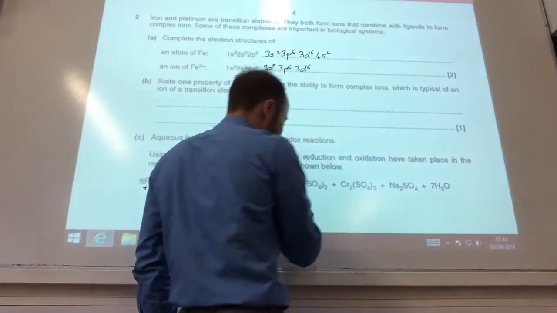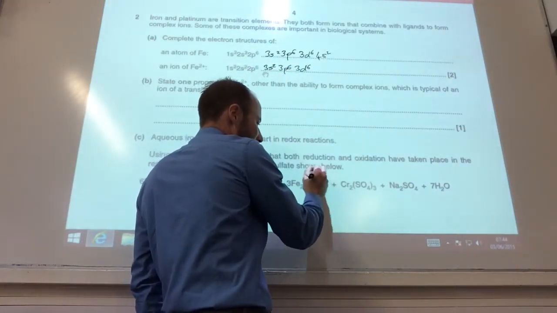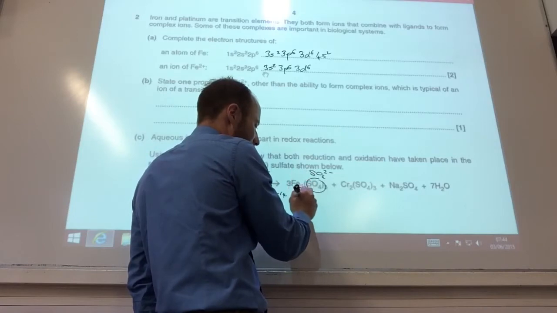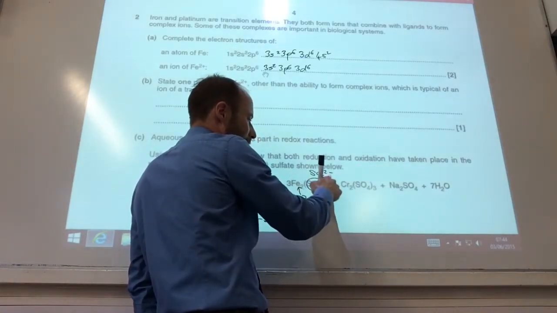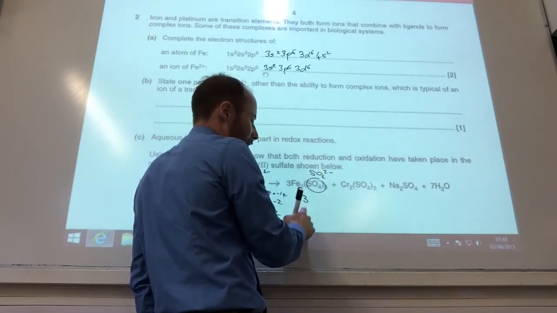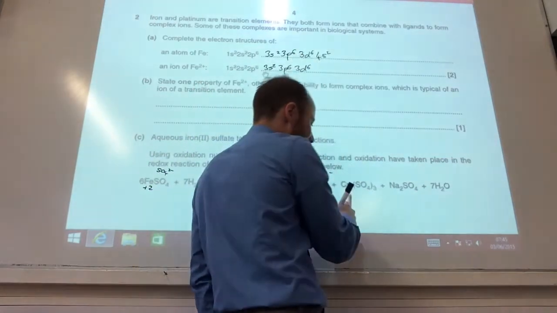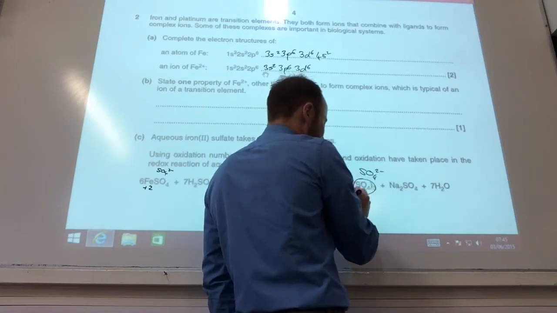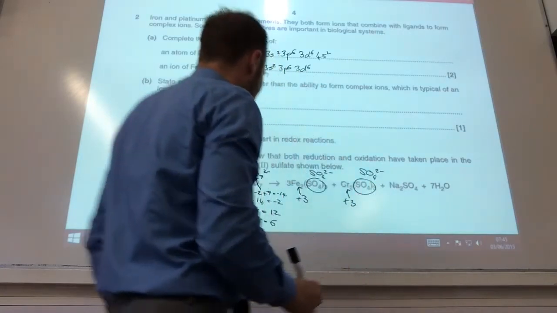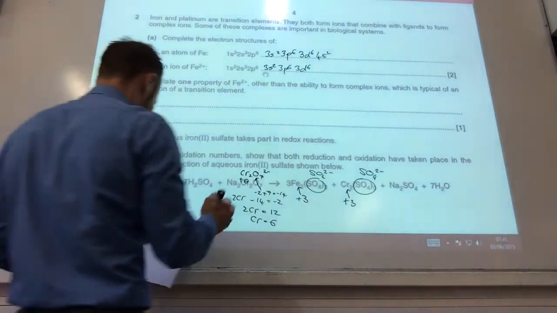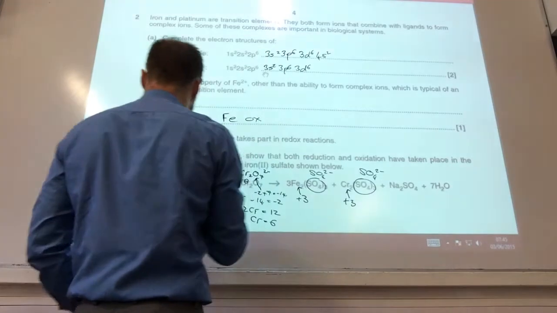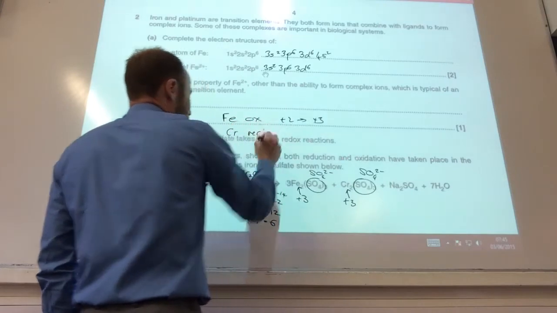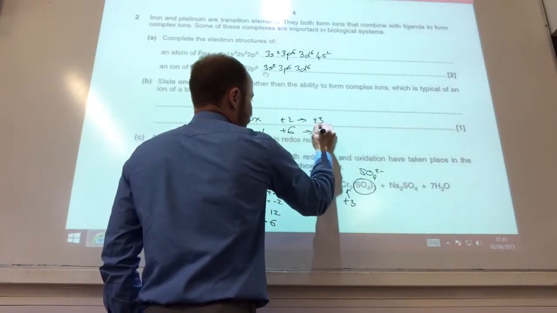The iron here, so the sulfate, remember, is SO4 2 minus. I've got 3 of them, so the iron must be plus 3, because 3 times minus 2 is minus 6, 2 times 3 is plus 6. Chromium here, sulfate again, SO4 2 minus, I've got 3 of them. So each chromium must be plus 3. So therefore, Fe has been oxidised from plus 2 to plus 3, whereas chromium has been reduced from plus 6 to plus 3.